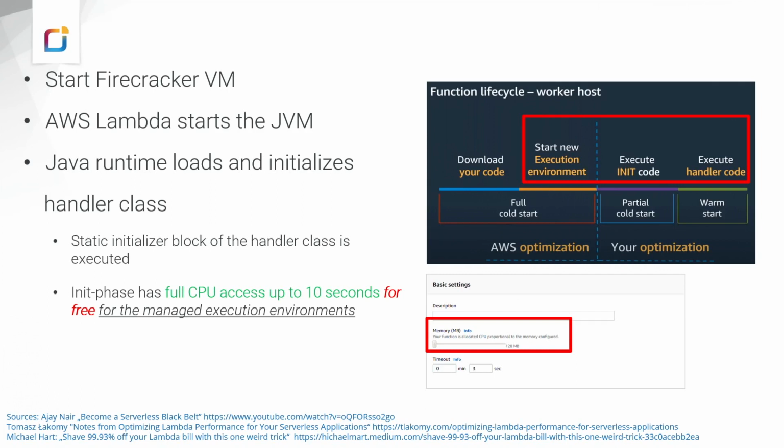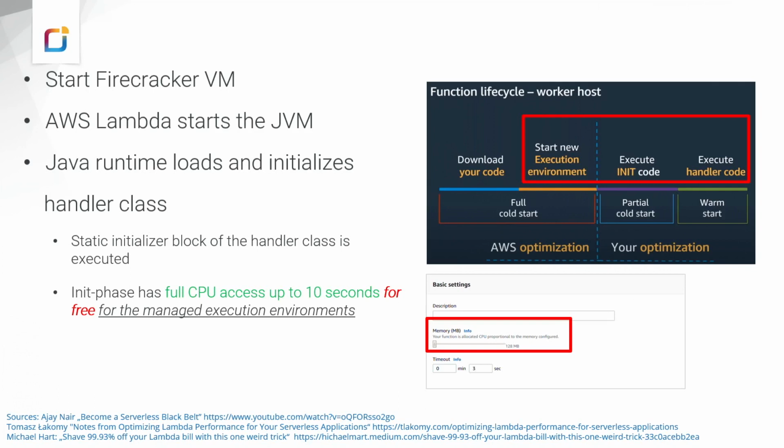And now it becomes very interesting what AWS gives us. They give us, in this static initializer block, the full CPU access for 10 seconds for free for managed runtimes. It sounds very complicated, so I will break it down. A managed runtime is, for example, Java 11. We will also see there is a custom runtime or Docker that you can also use. Then it's not for free.